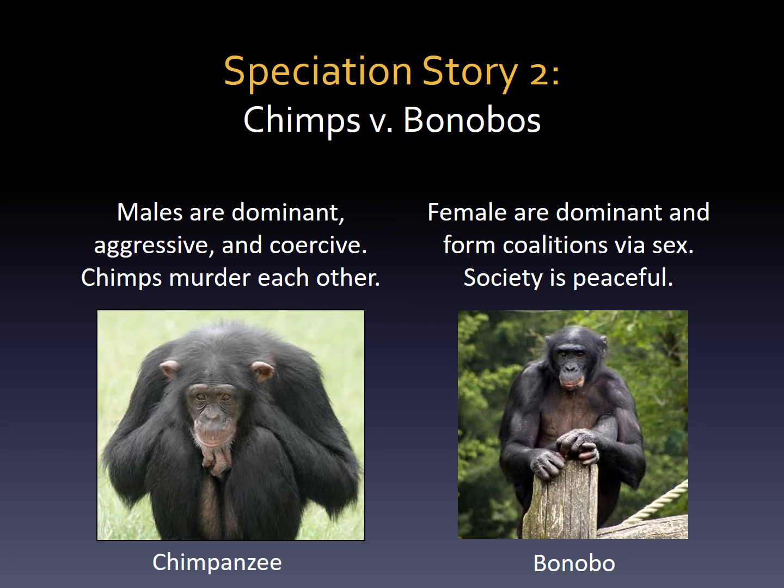So in chimps, males are dominant, but in bonobos, females are dominant and run the society. Chimps tend to be very aggressive and coercive, whereas in bonobos, the females form coalitions. They use sex, actually, to cement social bonds, and society is rather peaceful. Chimps, however, have been known to attack and murder each other.